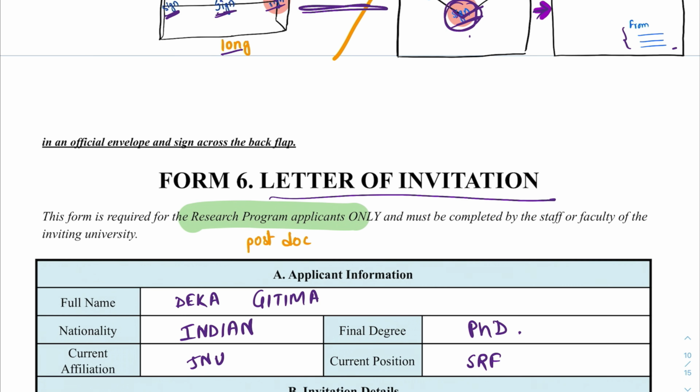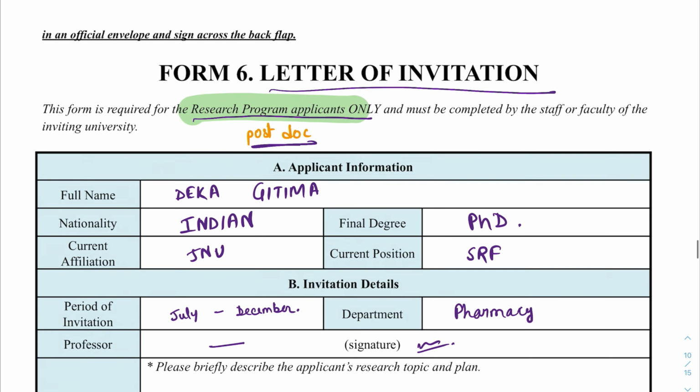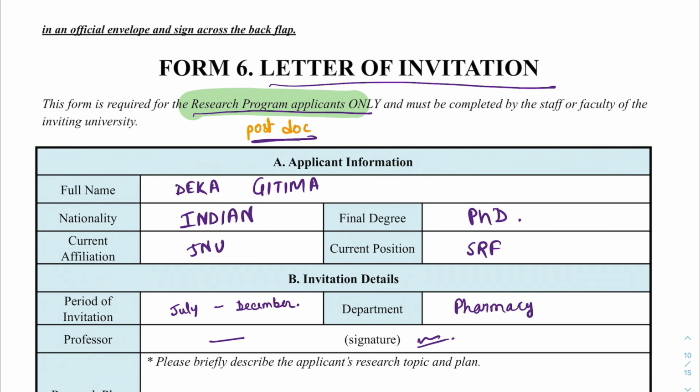Next we come to the letter of invitation. It is for the research program applicant only, for the postdoc. Those who are applying for PhD and master's don't need to fill it up. Only postdoc people can write the name. I have mentioned Deka Gitima, Indian, and the final degree I have got is, suppose, the PhD, and where I am currently is JNU Institute, and my position is SRA position, and then invitation details.